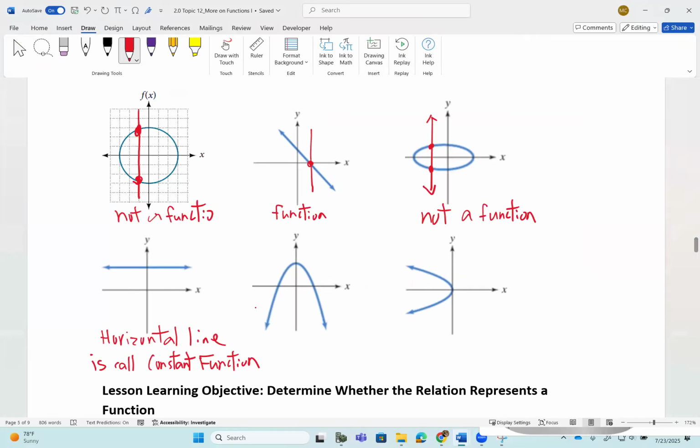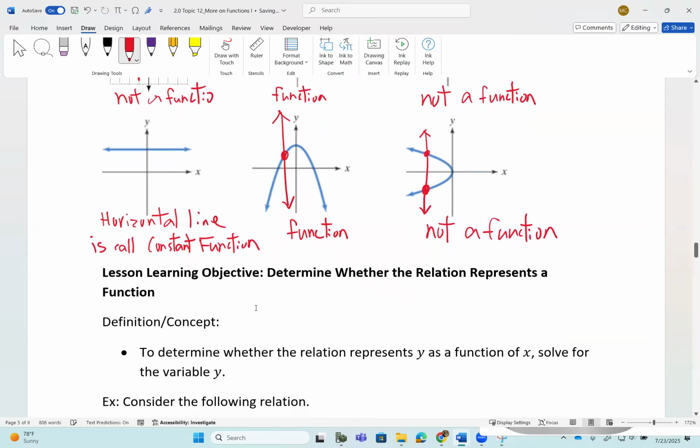All right, this is a vertical parabola, but this one is pointing down. So if I draw a vertical line through it, it will only cross this one time. So yes, parabola point down is a function. All right, parabola open left or open right is called the horizontal parabola. Parabola is not a function because the vertical line crosses 2 times. Not a function.